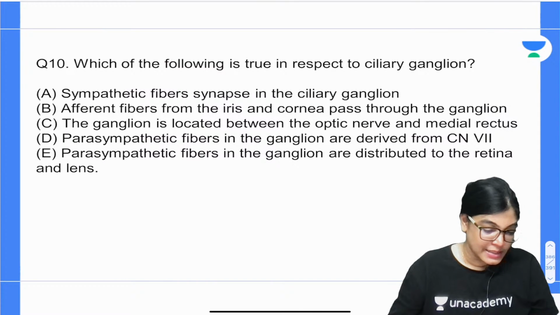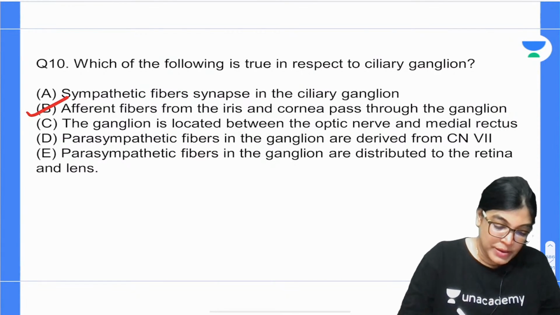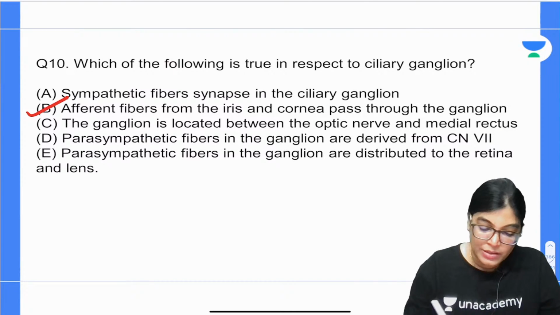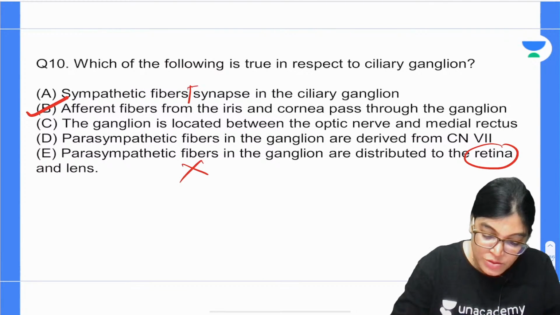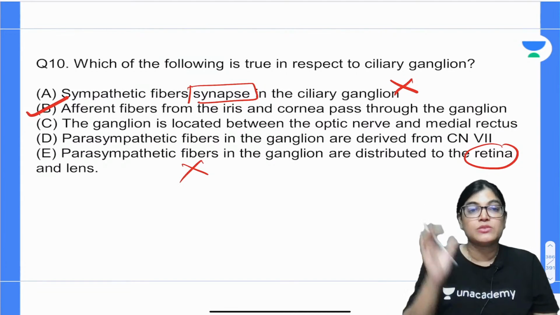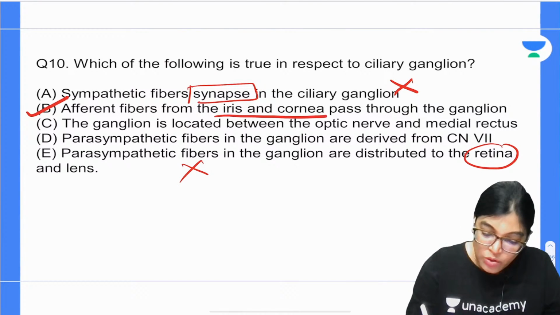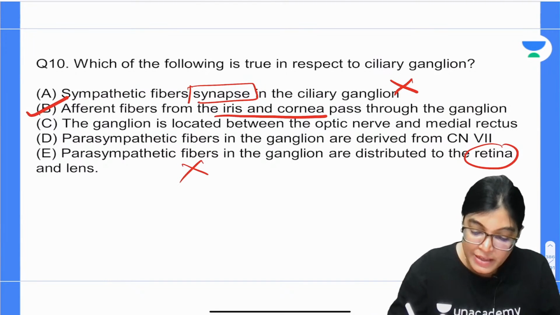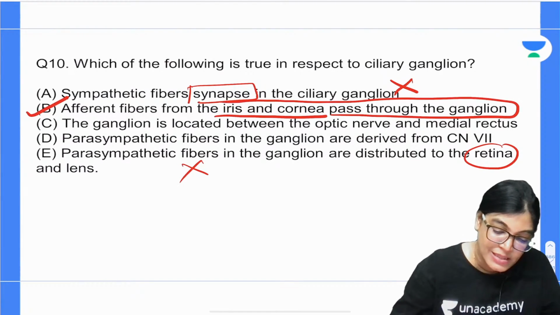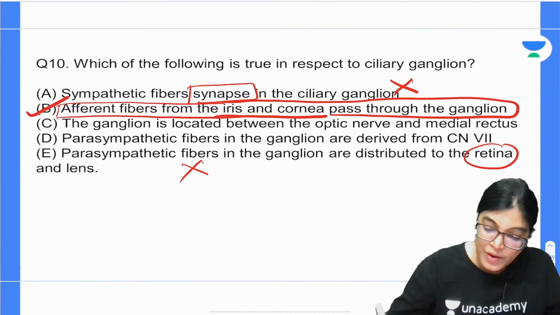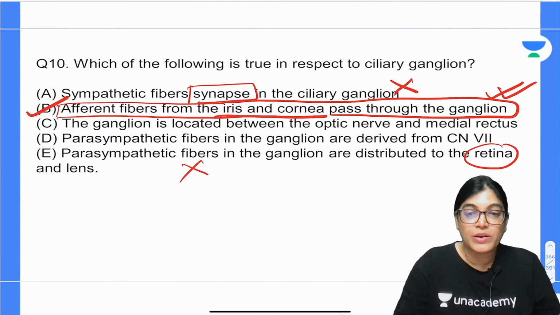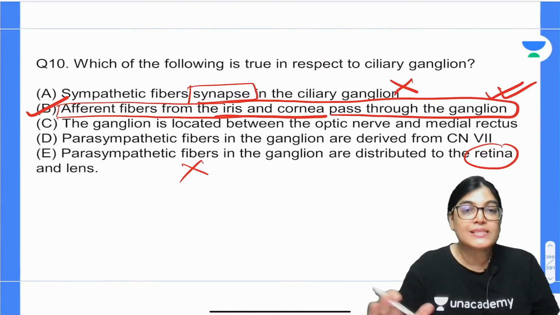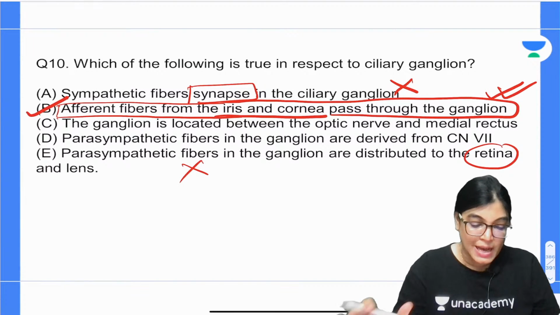Actually, the correct answer here is B. Why? I will tell you. Parasympathetic fibers distributed to the retina and lens, no, that is not correct. Sympathetic fibers synapsing, no, it is the parasympathetic fibers which synapse, not the sympathetic fibers. Afferent fibers, yes. We know that the dilator pupillae, sphincter pupillae and sensory innervation to the cornea, all these fibers, sensory, parasympathetic and sympathetic, pass through the ciliary ganglion. Only the parasympathetic fibers arising from the Edinger-Westphal nucleus relay here. The sympathetic and sensory fibers do not relay here, but they supply the iris and cornea. So B is absolutely correct.